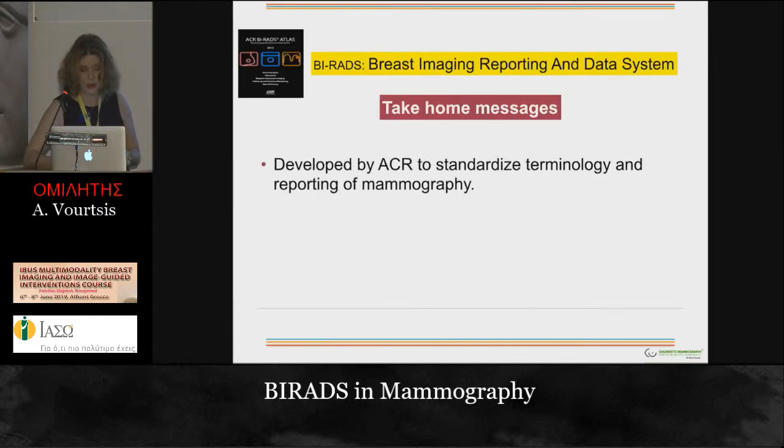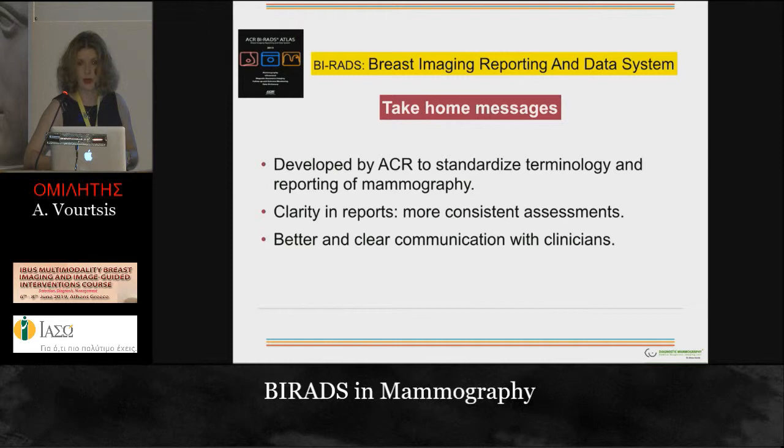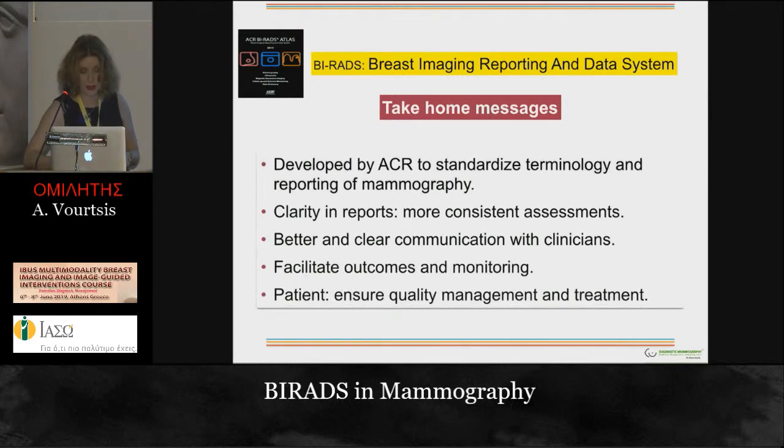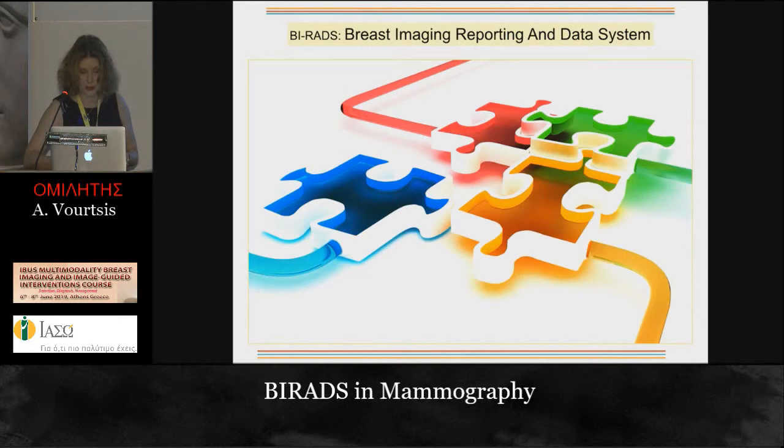The take-home message is that ACR has developed the BIRADS to standardize terminology and reporting of mammography, to clarify our reports, to have better and clearer communication, to facilitate outcomes and monitoring, and to ensure our patients the best quality in management and treatment. And remember that medicine, and especially BIRADS, is like a puzzle. You take the information and you connect it, link it together in order to reach the best outcome for our patients.